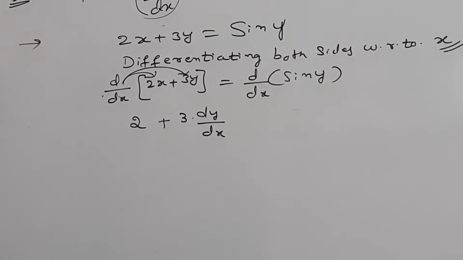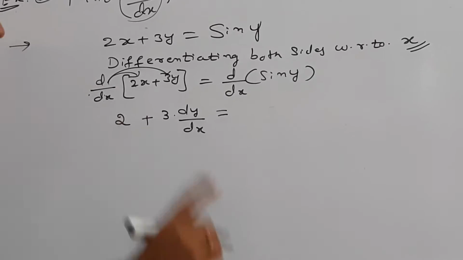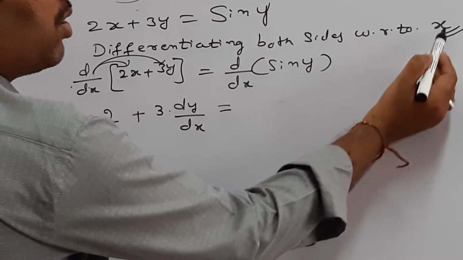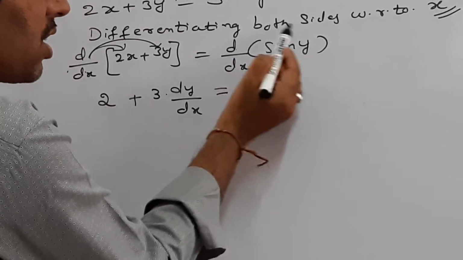So then we can make a rough work of it. See, on the right hand side, a lot of students will make a mistake here. Observe here, I am repeating once again. We are differentiating with respect to x. What is the dependent variable here? It is considered as y.